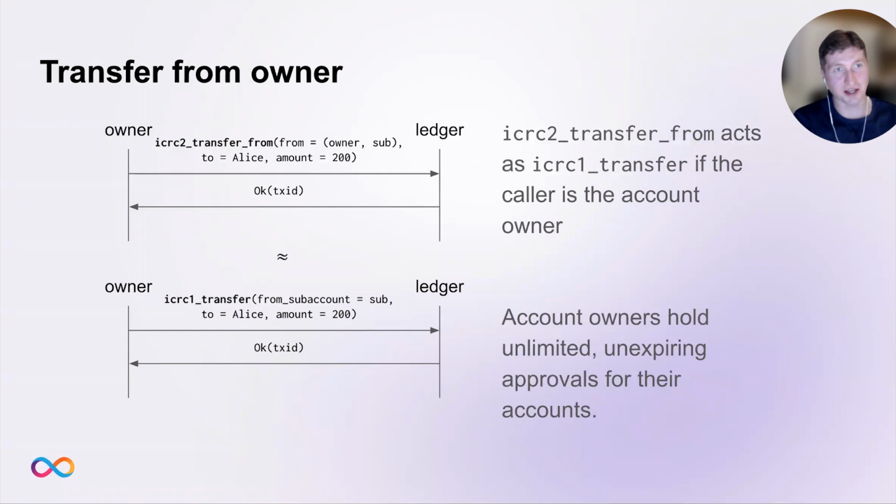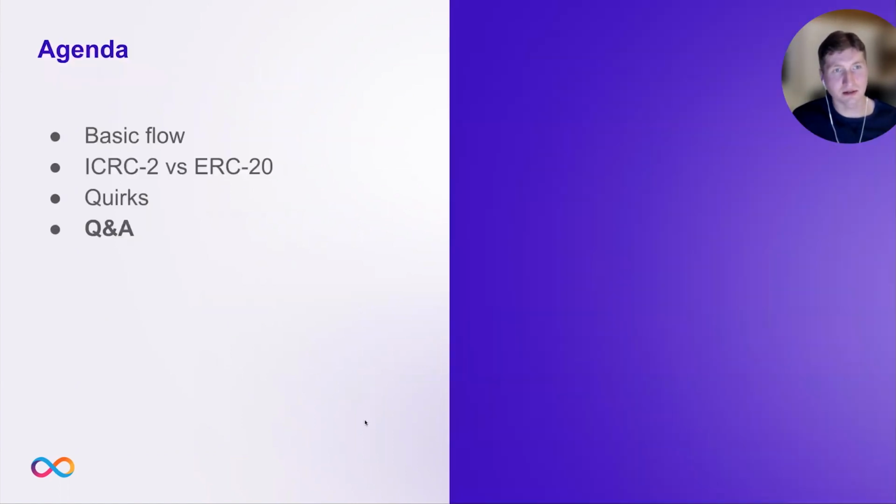And another interesting case is when you transfer from your own account. In this case, we work as if you had unlimited approvals for your own accounts, and transfer from is the same thing as an ICRC-1 transfer. Yeah, it acts in the same way. Feels very natural to me. And I think that's all I wanted to tell you about ICRC-2, and I would like to answer your questions if you have any.